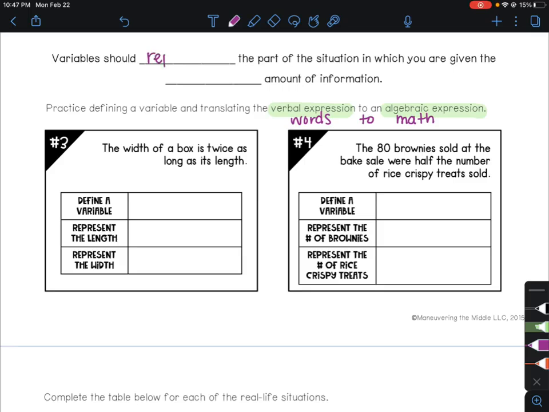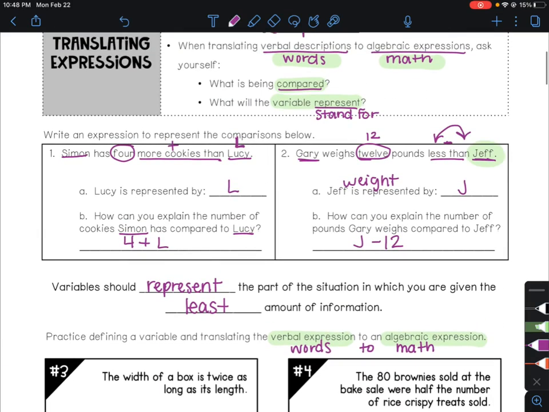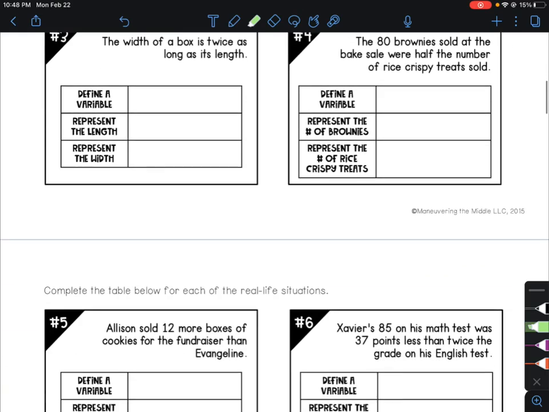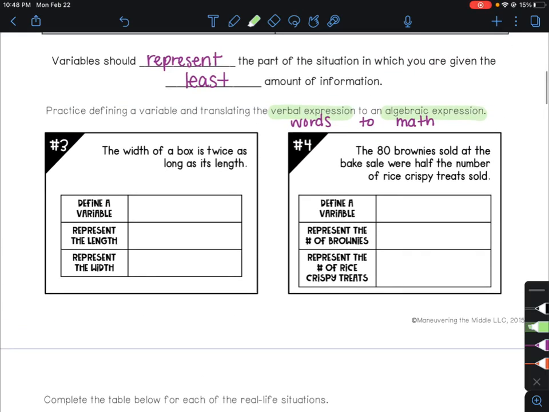Variables should represent the part of the situation in which you are given the least amount of information. Usually, if it's just one sentence, the variable is the thing at the end of the sentence, like we saw in number 1 and number 2 with Lucy and Jeff. Let's take a look at number 3. We're going to practice defining our variable and then translating from words to math.